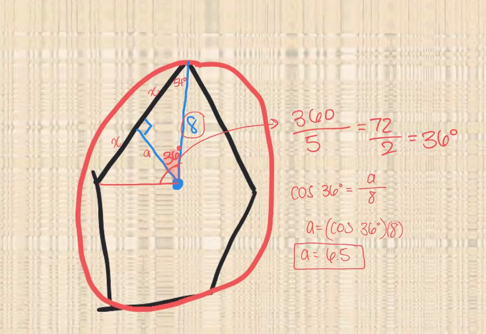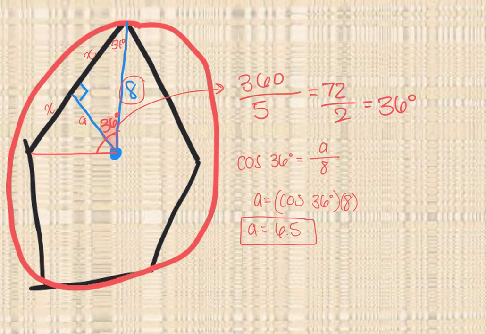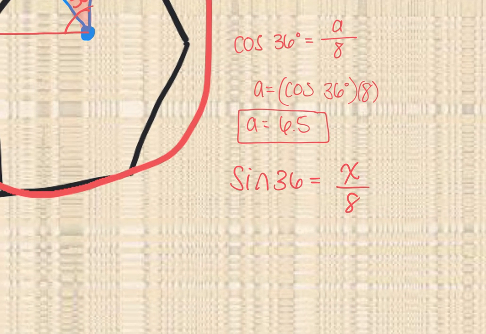All right. Once we have that, now we're looking for little x. Little x, we would use sine, so we could do sine of 36 is equal to x over 8. Multiply the 8 and the sine 36, you're going to get x equals sine of 36 multiplied by 8, which will give me 4.7.